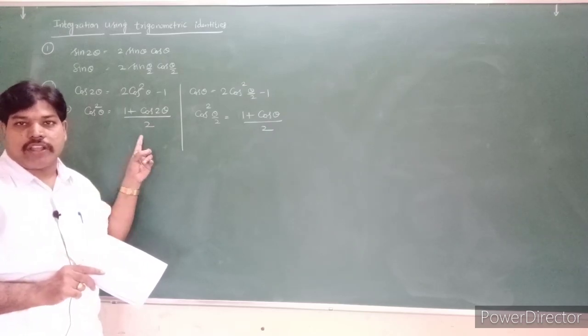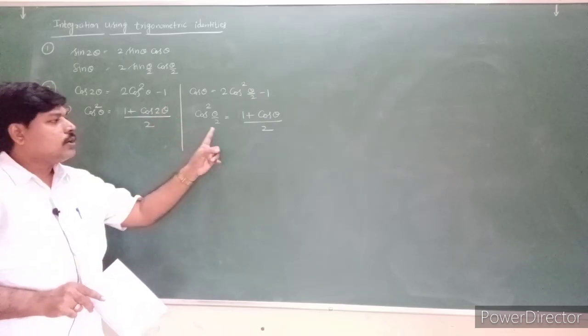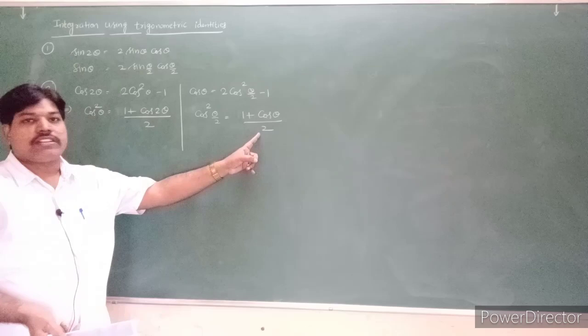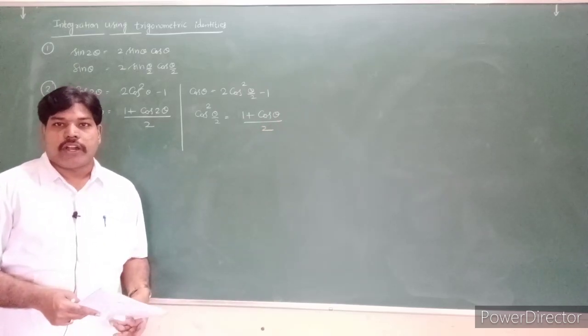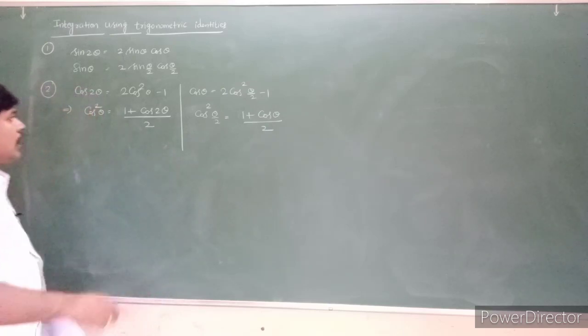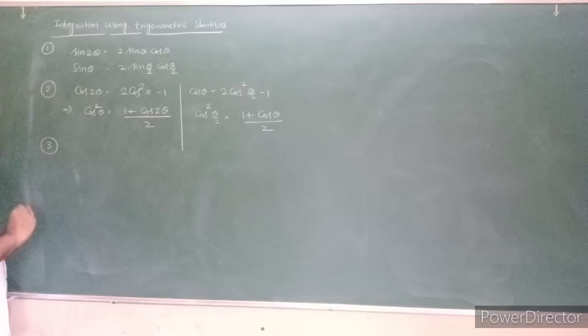Cos square theta can be written as 1 plus cos 2 theta by 2. If cos square theta by 2 is given, the formula is 1 plus cos theta by 2. Understand that? Very important formula. And see the same formula for sine also. So what is the sine formula, sir?